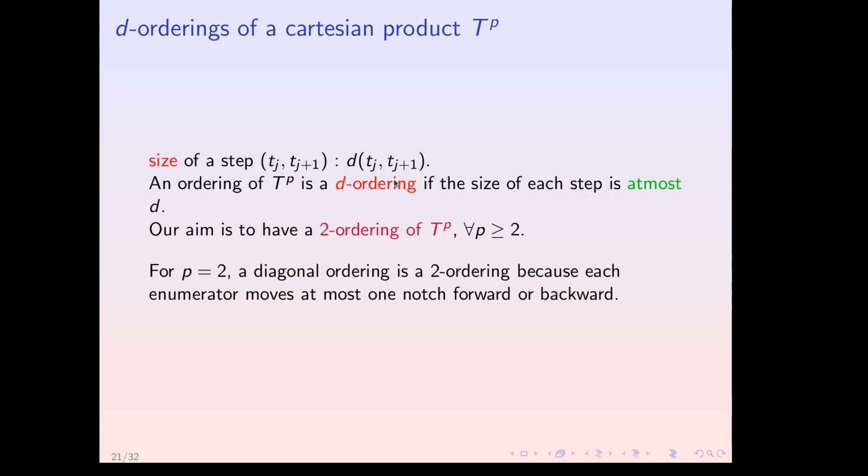Now I call a step when I go from a tuple to the next tuple; the size of this step will be the distance of the two tuples. And I call an ordering of the product a d-ordering if each step is at most d. Our aim is to have a 2-ordering of the product of p enumerators. For p equals 2, we already have one because as we have only two enumerators which go at most one notch forward or backwards, the sum cannot be more than 2.